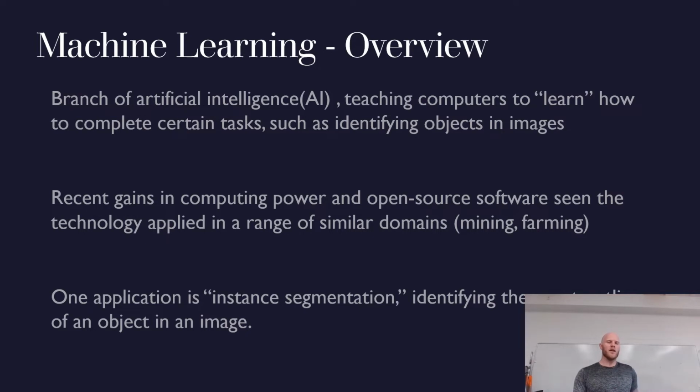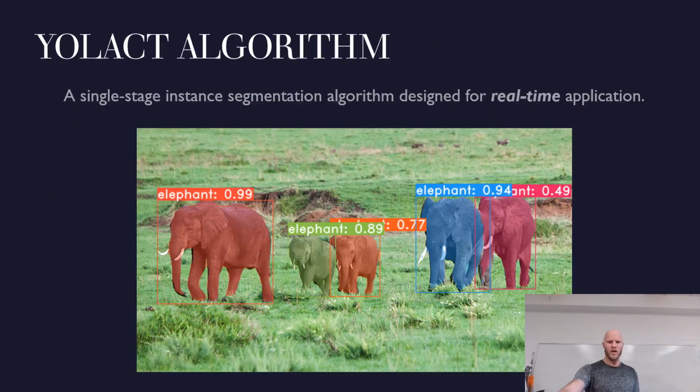One particular application of machine learning is instance segmentation, and this is identifying the exact outline of an object in an image and recognizing that multiple of these objects may be present in each image. And this is important because of the environment that we're in.